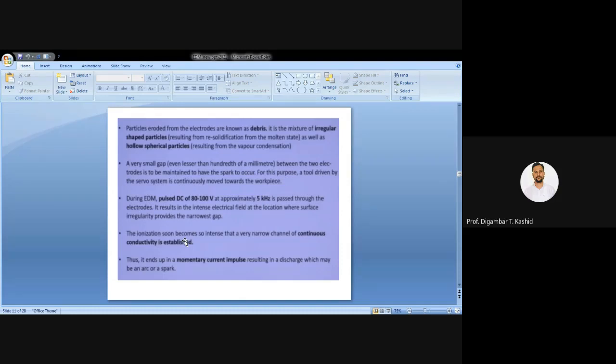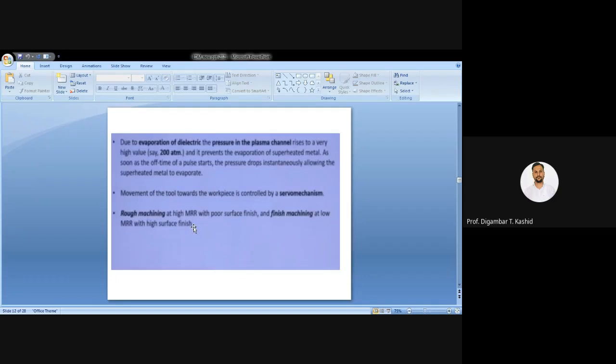So this ionization becomes intense in a very narrow channel of your conducting gap. Continuity is established in that ionized product, and this again ends up in a momentary current impulse, resulting in a discharge. And while discharging, a spark occurs.